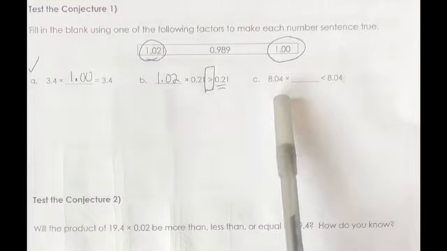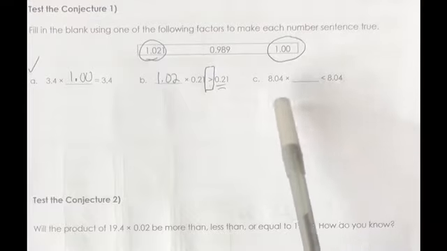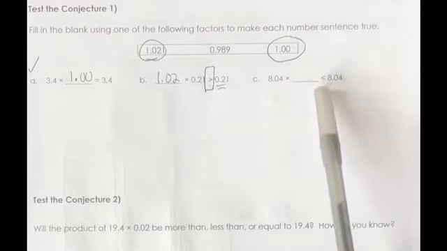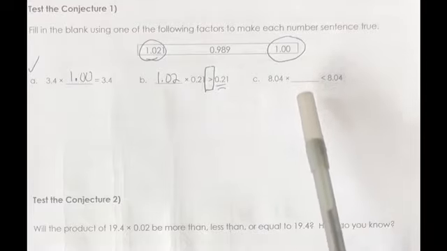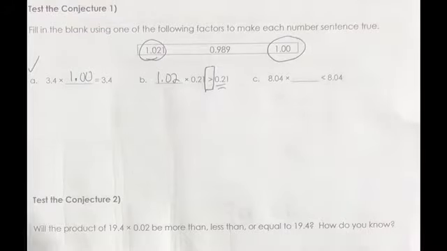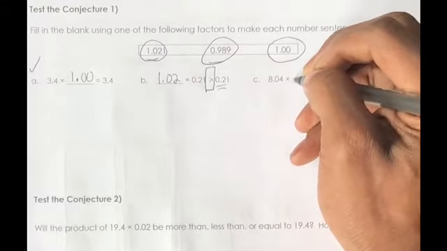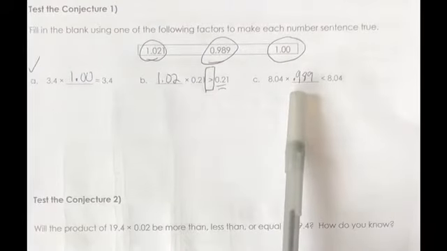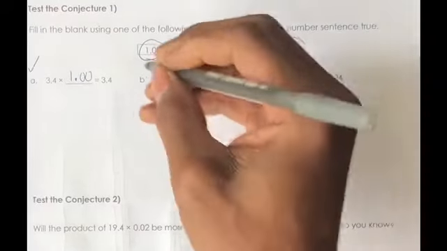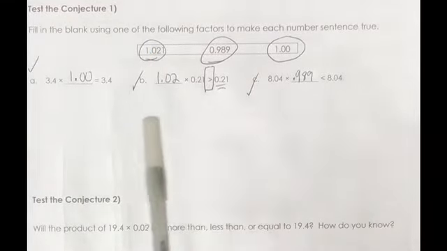8 4/100ths times some number is going to be less than 8 4/100ths. So we can see that our product is going to get smaller because it's going to be less than 8 4/100ths, which means the factor that we're multiplying by has to be, yes, less than 1. Which, although close, 989 thousandths is still less than 1, right? So these are the correct answers, and we can see what was true in our think about it is also true here for test of conjecture number 1.